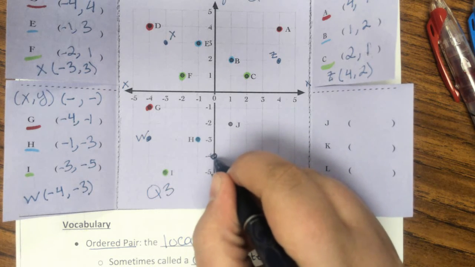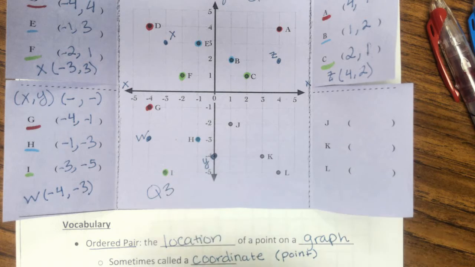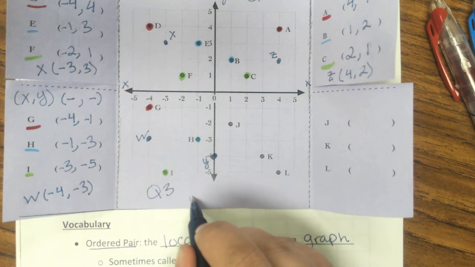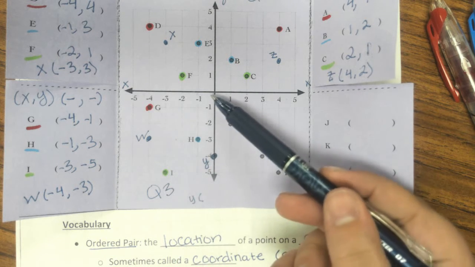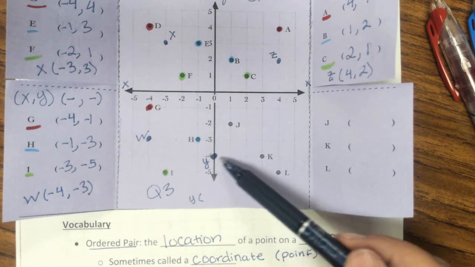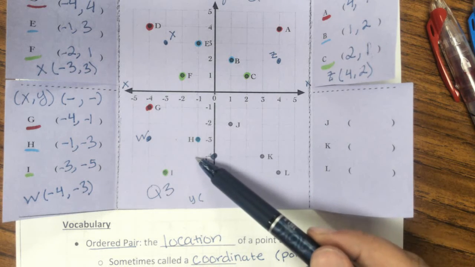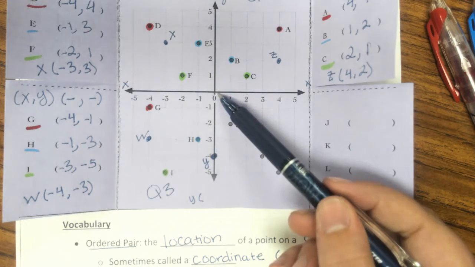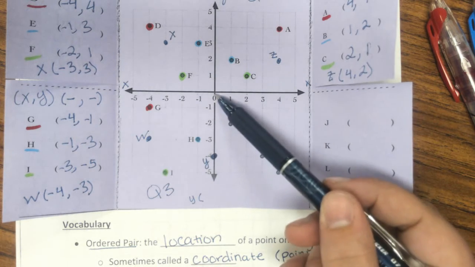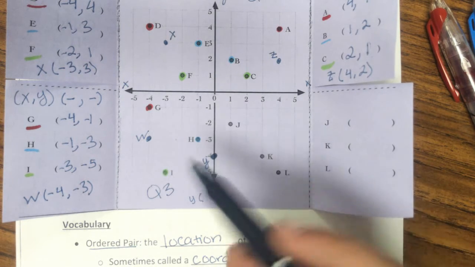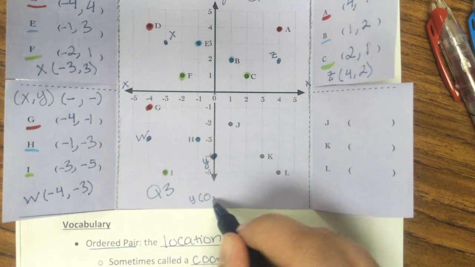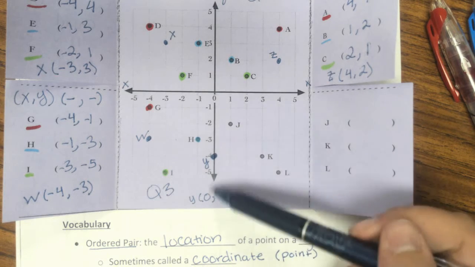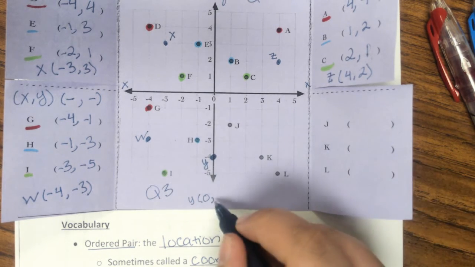Call this point Y. Y has an ordered pair. The x value is not positive and it's not negative. It's exactly in the middle. The x value, or the number on the x number line, is 0. The number on the y number line is -4.